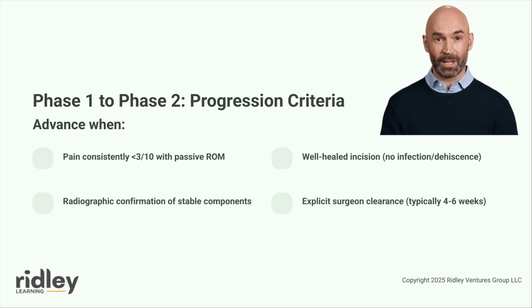Progression from Phase 1 to Phase 2 requires satisfaction of specific clinical criteria, including pain levels consistently below 3 out of 10 with passive range of motion exercises, a well-healed surgical incision without signs of infection or dehiscence, and explicit clearance from the operating surgeon after radiographic assessment to rule out implant loosening, fracture, or other complications. Radiographic evaluation typically occurs at the 4 to 6 week postoperative visit and includes anteroposterior, axillary, and scapular Y views to assess component position, bone implant interface, and humeral head alignment relative to the glenoid.